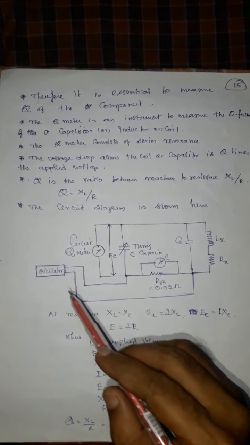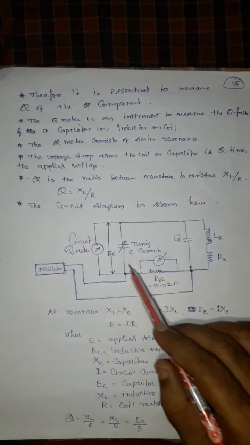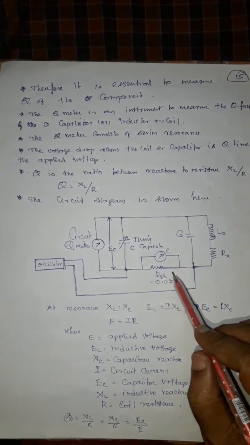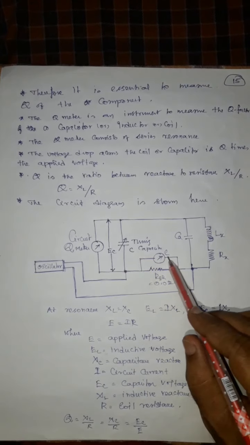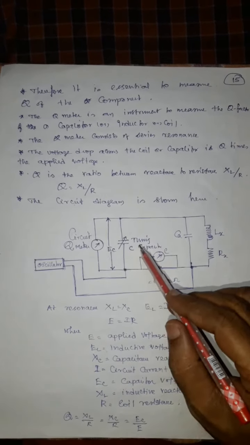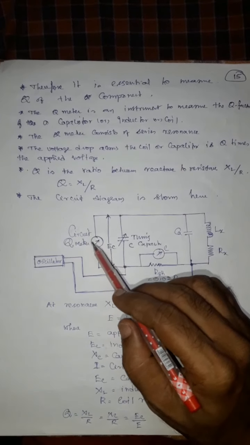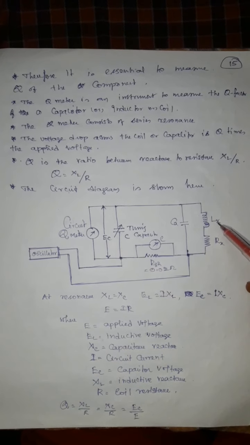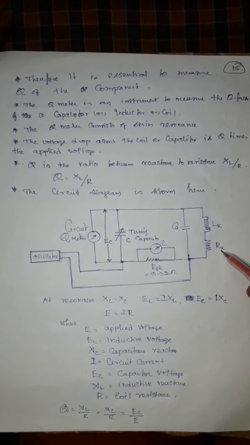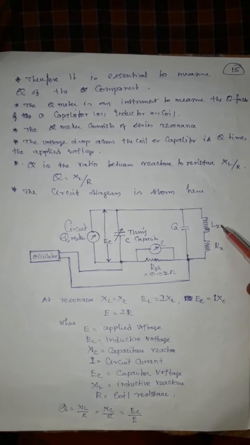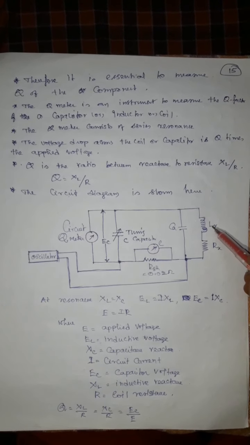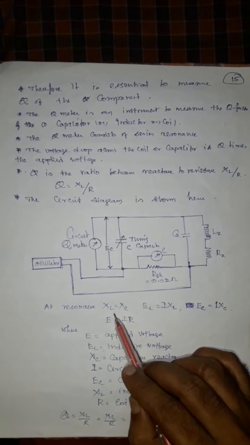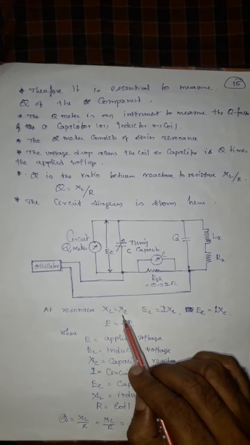The circuit diagram is shown here. This is the oscillator that will be given to a tank circuit. Here you have a shunt resistance. Here we are measuring the input voltage, and the tuning capacitor. Here you have the Q meter, the voltage across the capacitor EC. Here you have LX and RX, the coil whose quality factor will be measured. Here at resonance, XL equals XC. I mean inductive reactance is equal to capacitive reactance.